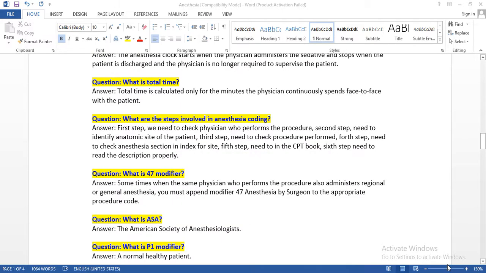Next question: what is total time? Total time is calculated only for the minutes the physician continuously spends face to face with the patient. So here our keyword is face to face. If the physician is face to face with the patient only, we can code total anesthesia time.